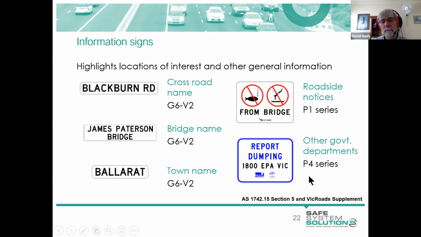If there's an enforcement component to the sign, then more recently we've been using blue text on a white background. So things like speed cameras in this area and those sorts of things tend to be blue on white. The blue sort of reflecting the police.